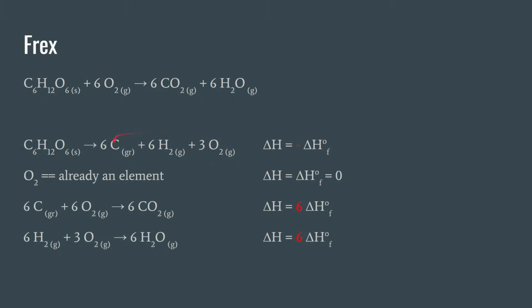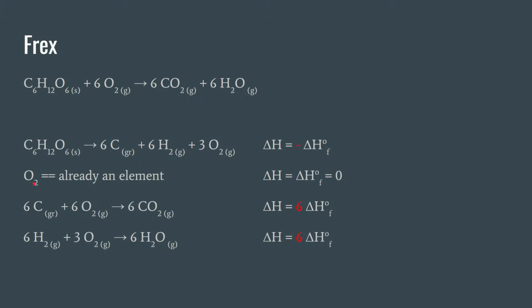So glucose, we break it down into its elements. So 6 carbon plus 6 hydrogen plus 3 oxygen, right? And the enthalpy change for that particular reaction is the negative of the enthalpy of formation for glucose. Okay? We've just flipped the reaction around. You flip the reaction, you flip the sign.